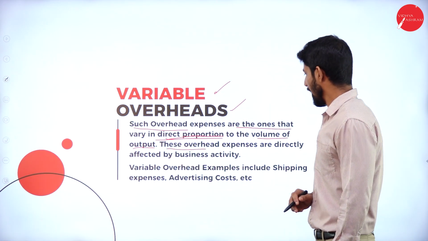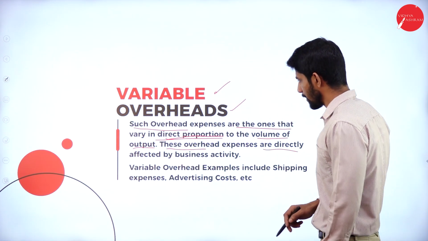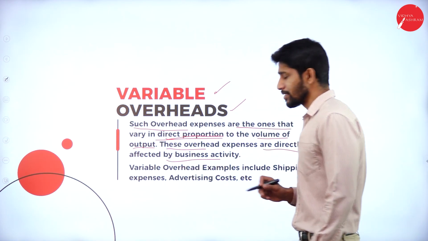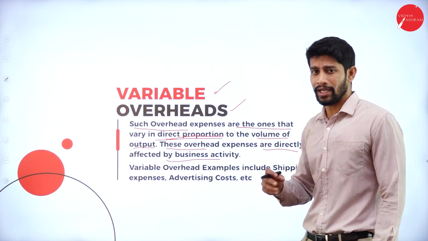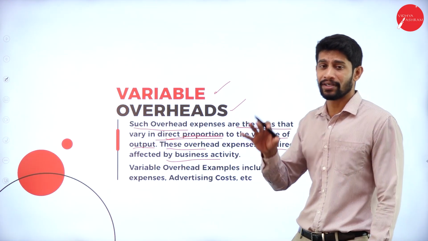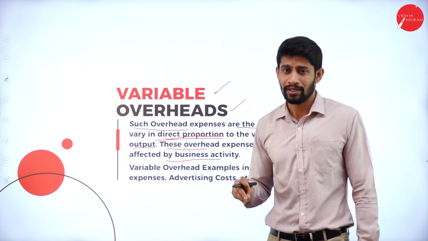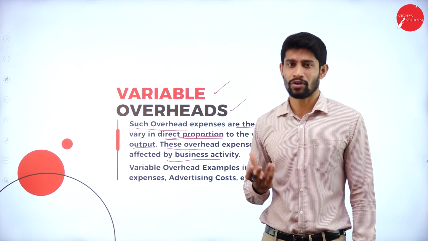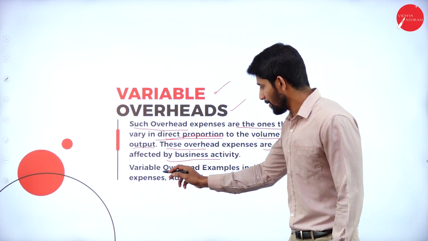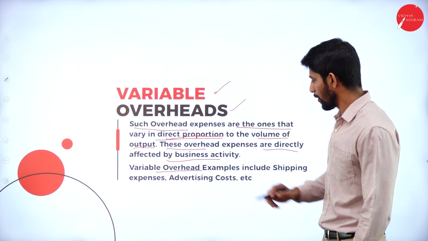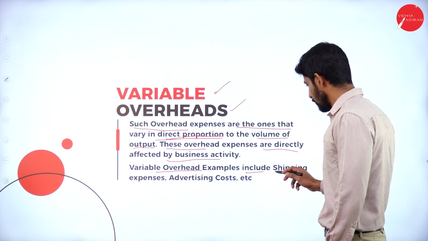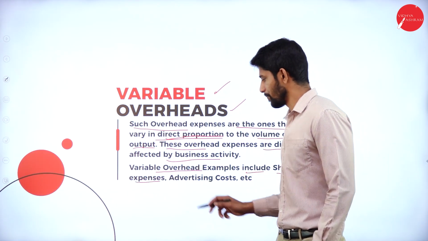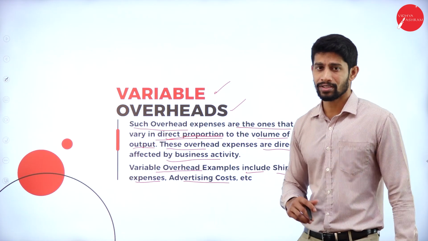These overhead expenses are directly affected by business activity. Yes, variable overhead is directly affected by the business activity. Based upon how many units you are producing, we are going to decide the variable cost. So variable overhead examples include shipping expenses and advertisement cost, etc.